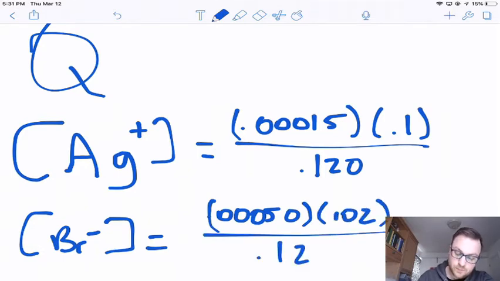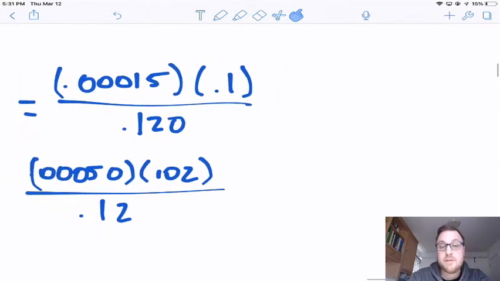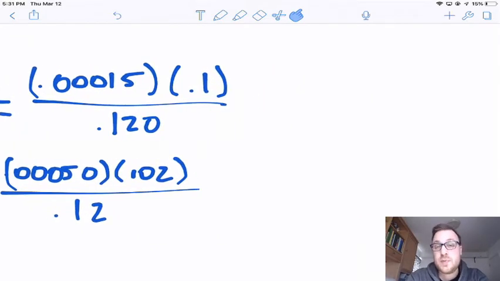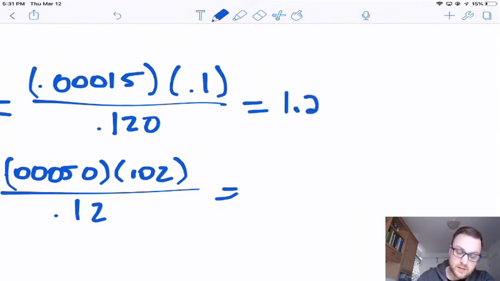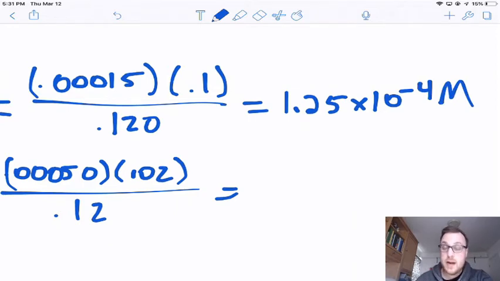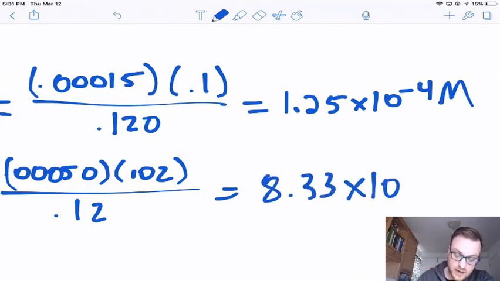0.12. Again, that volume on the bottom is 0.12 because you have mixed 100 mils with 20 mils, so your total volume is now larger. For the silver ions, you're going to wind up getting 1.25 times 10 to the negative 4th molarity. For the bromide ions, you're going to end up getting 8.33 times 10 to the negative 5 molarity.